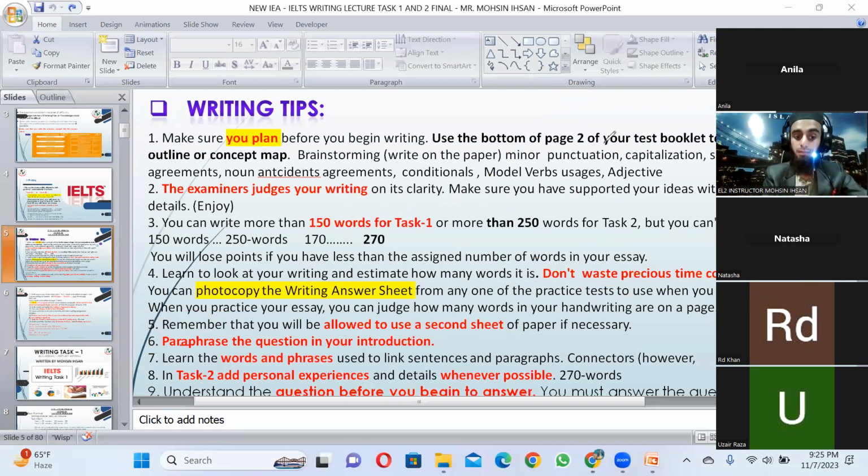So paraphrasing the question in your introduction paragraph, we will talk about that in tomorrow's lecture, in essay writing, the IELTS writing essay, right? And you would see how to do it next, but this is important.